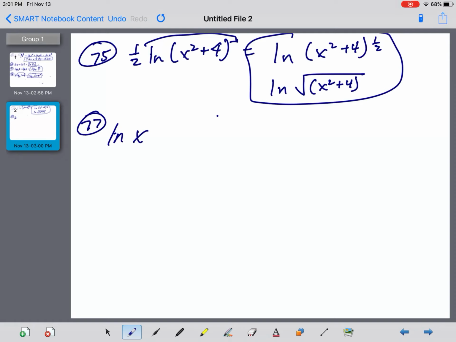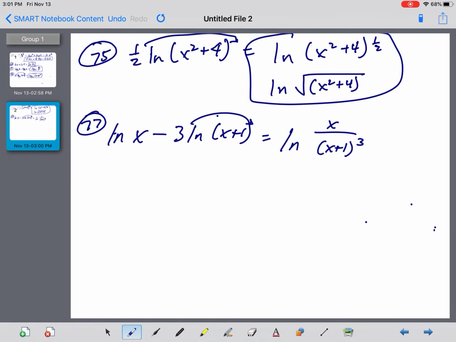77. So this one has a subtraction, so we're going to bring in a division eventually here. Minus 3 times the natural log of x plus 1. So the x is going to go on top, and then the 3 is going to come out as a power. So x plus 1 cubed. So all of that's in the denominator. And that's it. So the subtraction right here makes it division. But in the denominator, you need that power. That multiplier comes back in as a power.